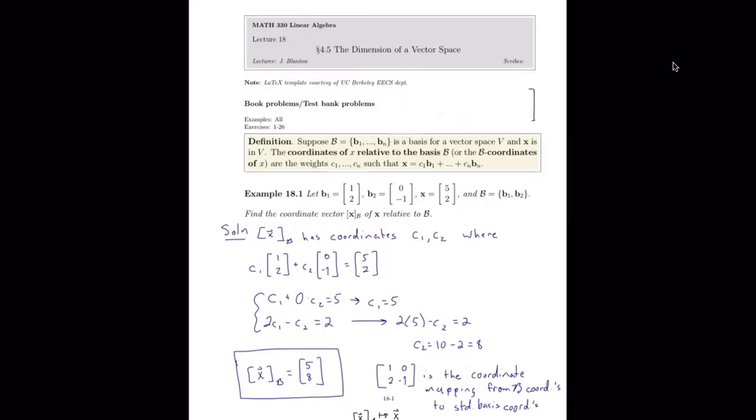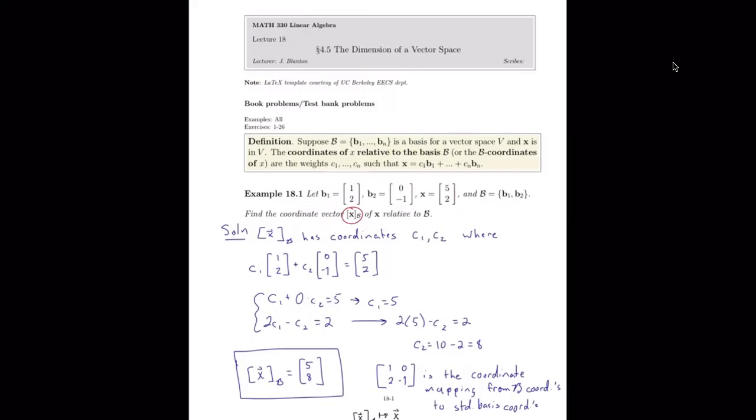So we're given, in this example, two basis vectors, b1 and b2, not too dissimilar from what I was writing earlier. And we've got a vector x equal to (5, 2). We're told that the two vectors b1 and b2 are the basis for this space, which looks like R2 in this case. Then find the coordinate vector [x]_B of x relative to B.